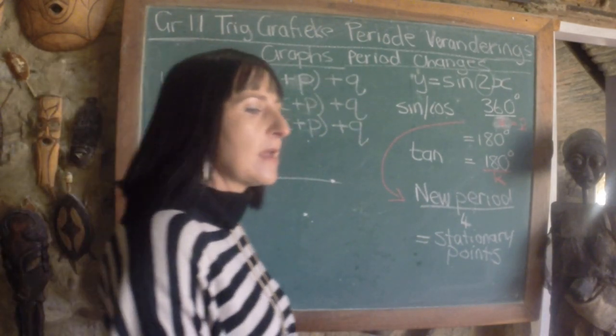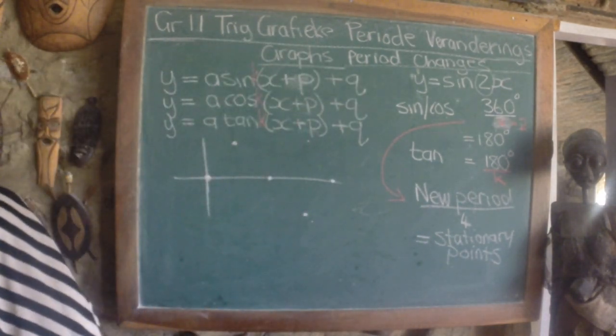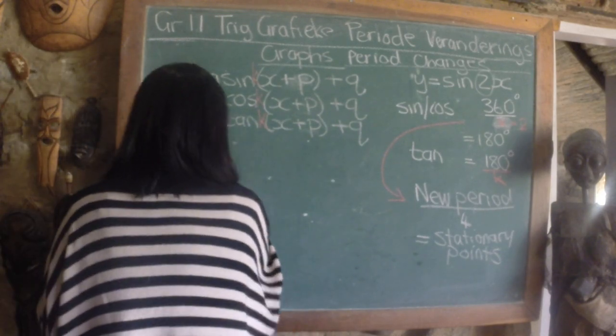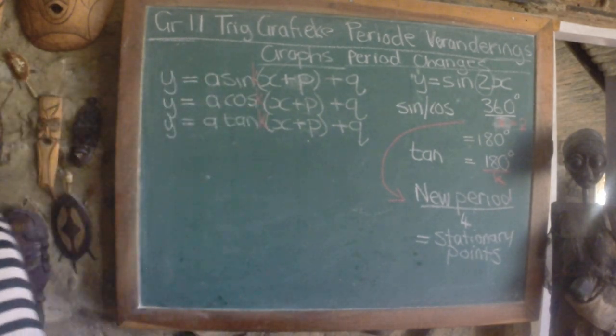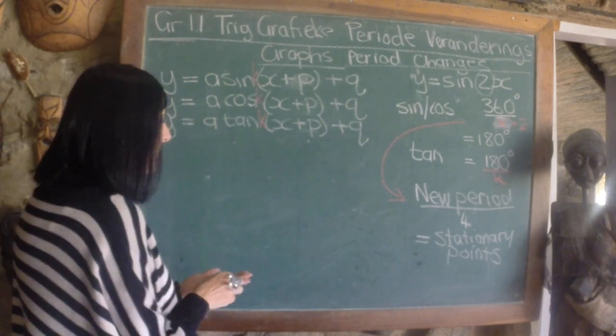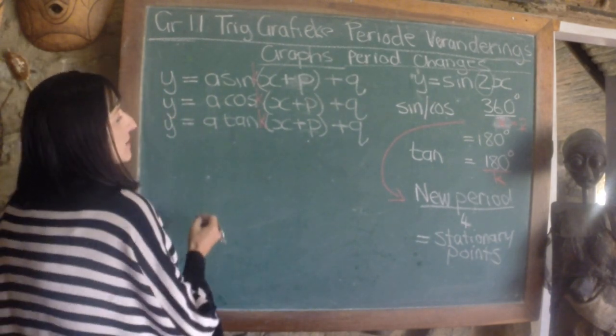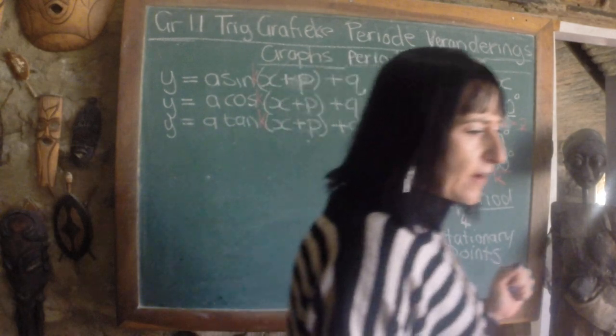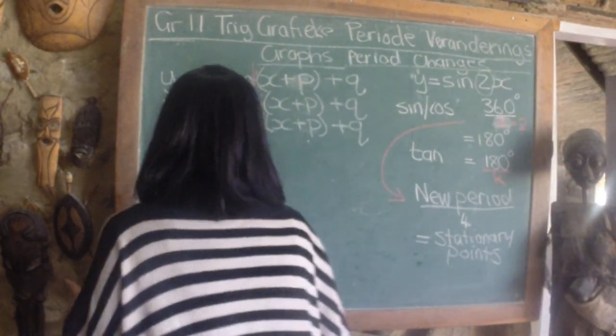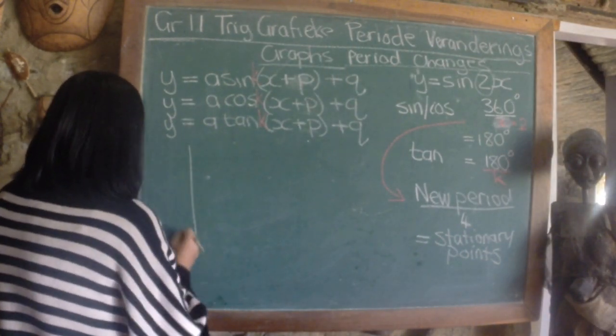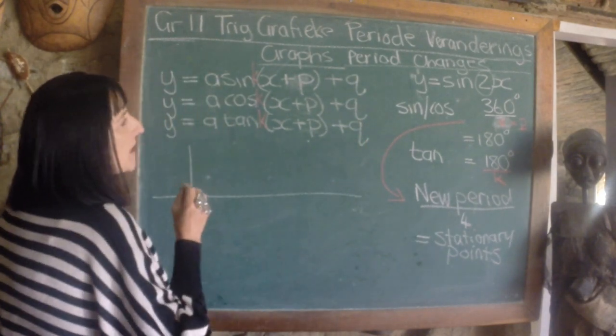So kom ons gaan teken vir y is gelyk aan sin 2x. En kyk hoe maklik is dit nou. I did my sums. On the upper side, I did my sums. So now, let's draw that function. Let's make it from 0 to 360. So ons gaan nou en ons gaan gou teken ons sin 2x.